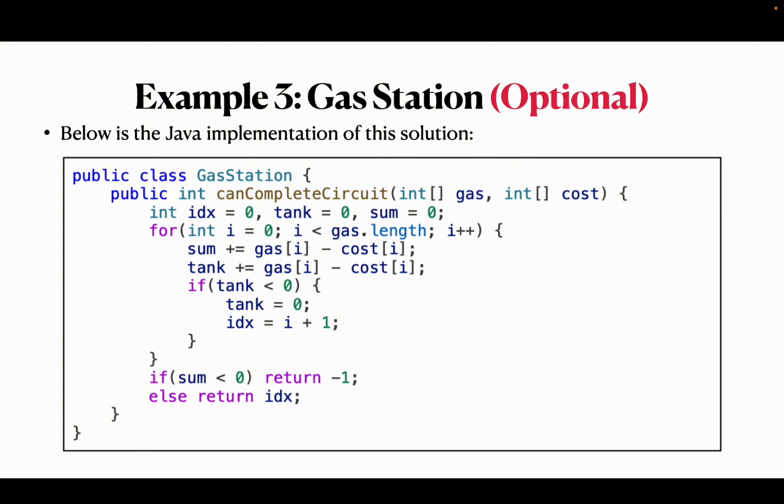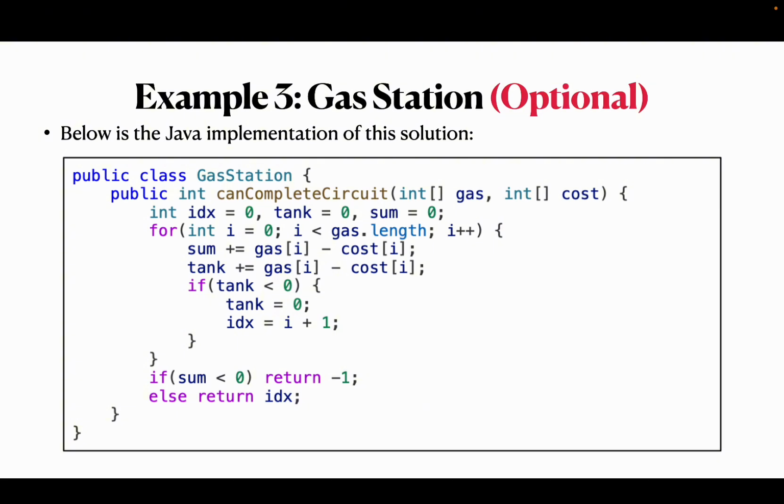At each step, we update the sum by adding the current gas[i] minus cost[i], and similarly update tank with the current gas[i] minus cost[i]. But if we realize that the current tank is smaller than 0, that means all the previous indexes could not be candidate starting indexes. Then we simply update the index to i plus 1 and reset tank to 0.